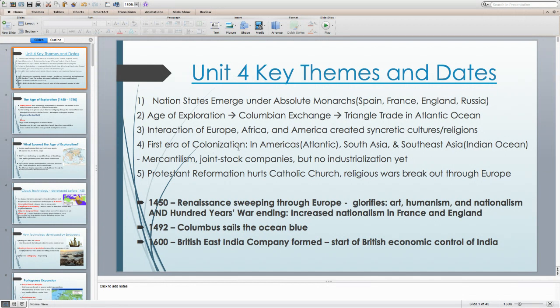This is also the defining time of our first era of colonization. We have two major eras in colonization. The first is in this time period, 1450 to 1750, where we're going to see colonization in the Americas, in South Asia, which of course is India, and that'll largely be the British, and then Southeast Asia, and that'll be the Portuguese, followed by the Dutch in the Indian Ocean. Why are they colonizing in this period? Why is Europe colonizing? They are especially motivated by the belief in mercantilism.